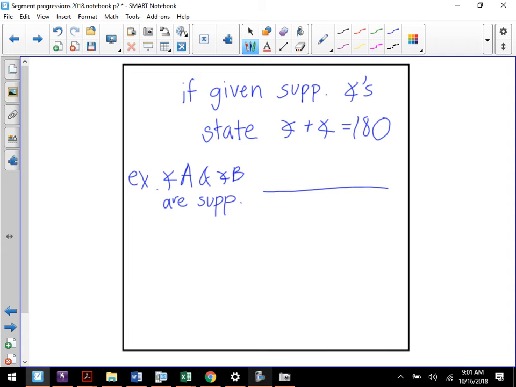And then in your proof, you would again write down that given statement: angle A and angle B are supplementary. Reasoning for that: given.